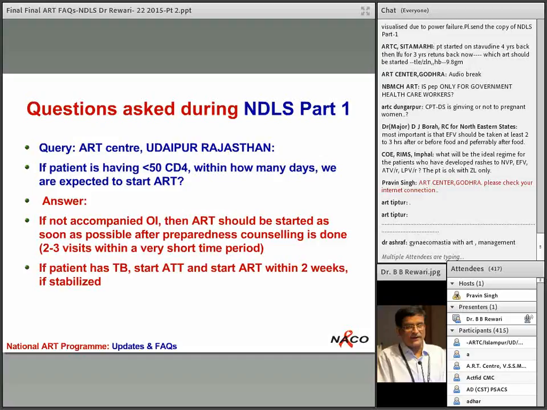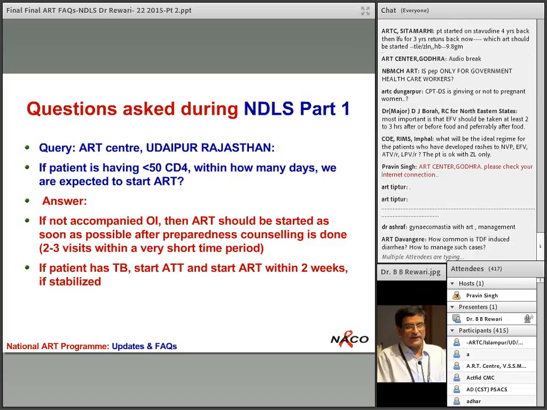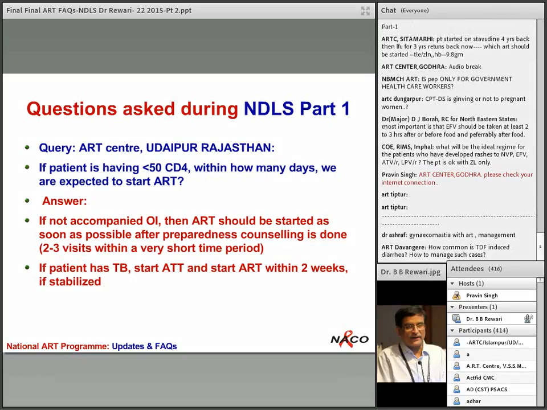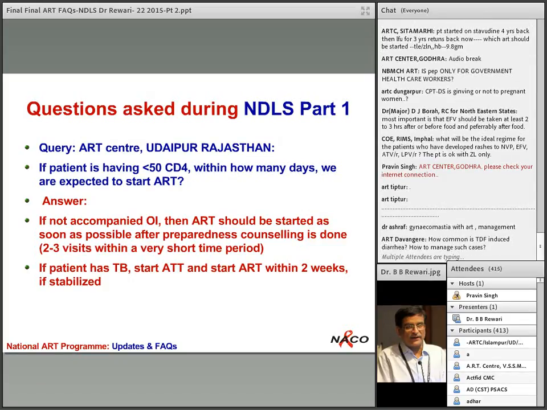But if your CD4 count is less than 50, it is unlikely. We have to really look into the patient having some opportunistic infection and treat them. But in our practice, we have seen patients with CD4 counts of 2, 5, 10 without any OI. In such cases, it should be expedited, and these 2-3 counseling sessions should be done within a short period.